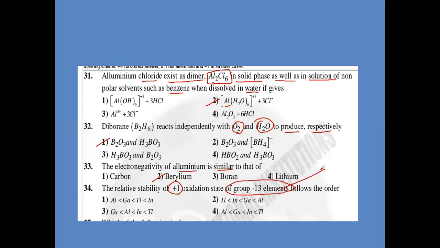Next one, the relative stability of the +1 oxidation state of group 13 elements. Generally, group 13 elements will show +3 and +1, two states. Here, the +1 oxidation state stability will increase from aluminium to thallium. Thallium is the bottom element of group 13. So from top to bottom, aluminium, gallium, indium, thallium, the +1 stability will increase, but the +3 stability will decrease. Here they asked about +1 stability. So aluminium less than gallium less than indium less than thallium.